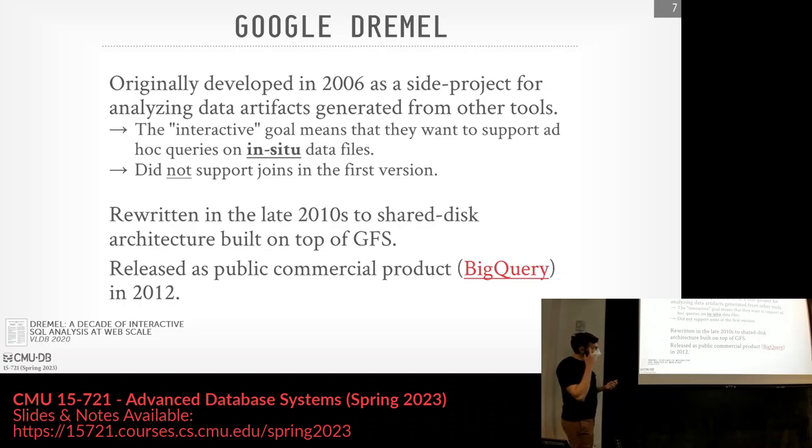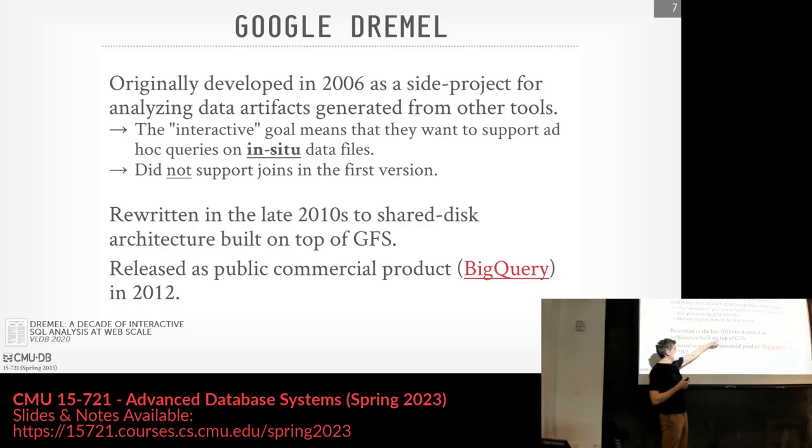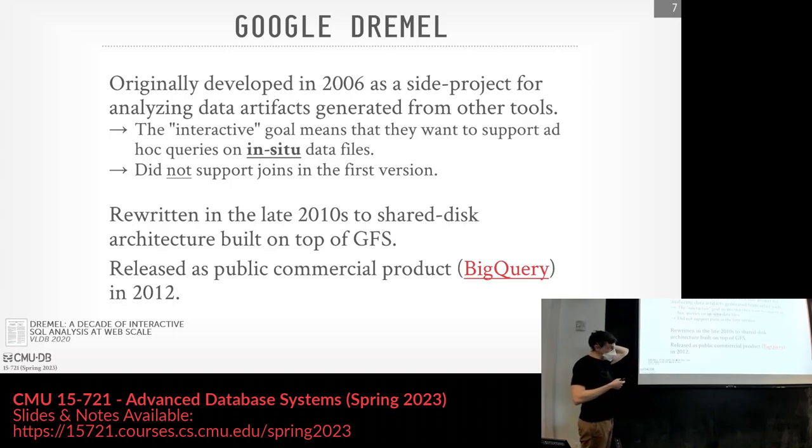So they rewrote it, in the late 2000s, not 2010s, to be a shared disk architecture built on top of the Google file system. And then the original paper of Dremel came out in 2011, but then it got exposed as a commercial product called BigQuery outside of Google in 2012, available to people in the outside world.